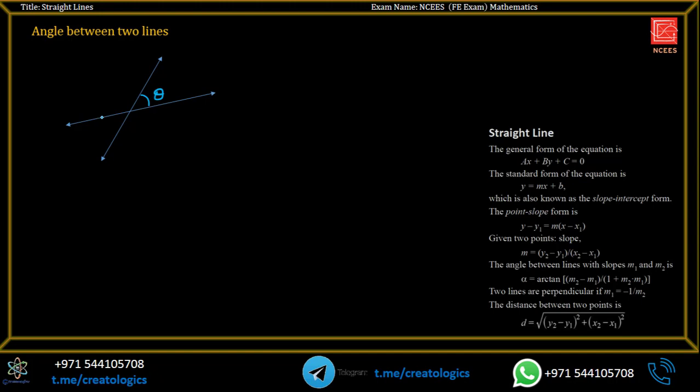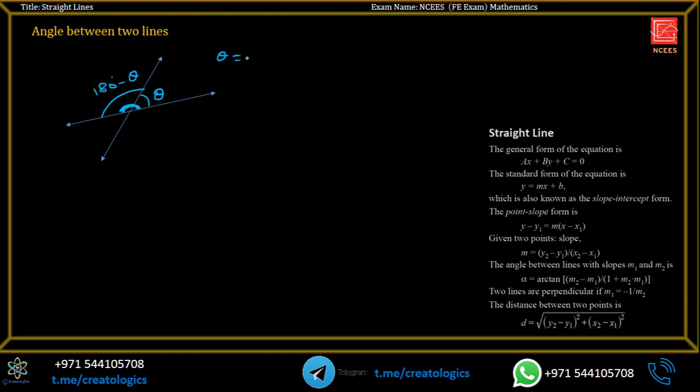Actually, two angles are there, not only one. This other angle will be 180 minus theta degrees, because this complete angle is 180 degrees. In order to calculate the angle between two lines, the formula is also given to you here. You can directly use this one, which gives you arctan of (m2 minus m1) upon (1 plus m1 m2). You can take the modulus to get the acute of the two angles.